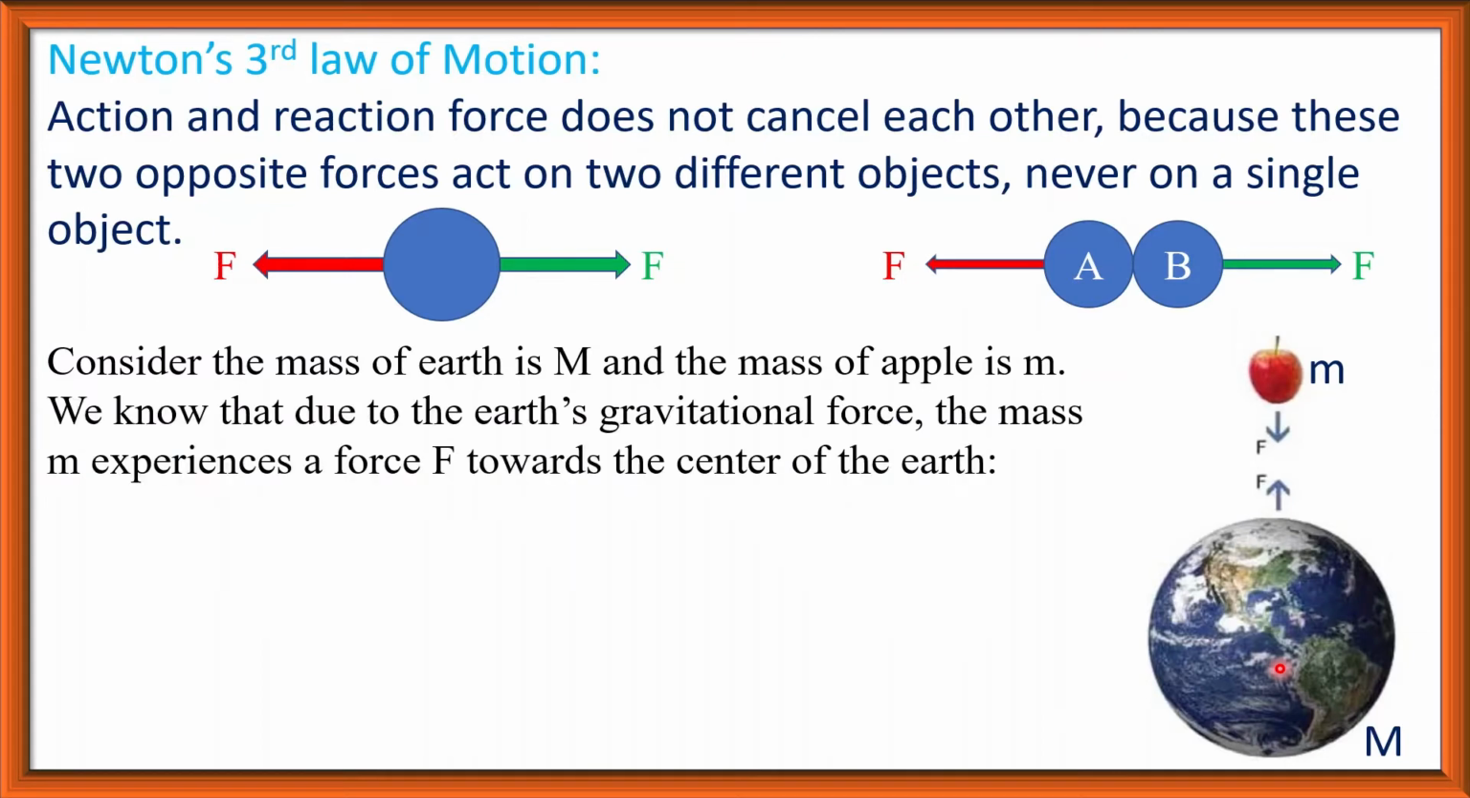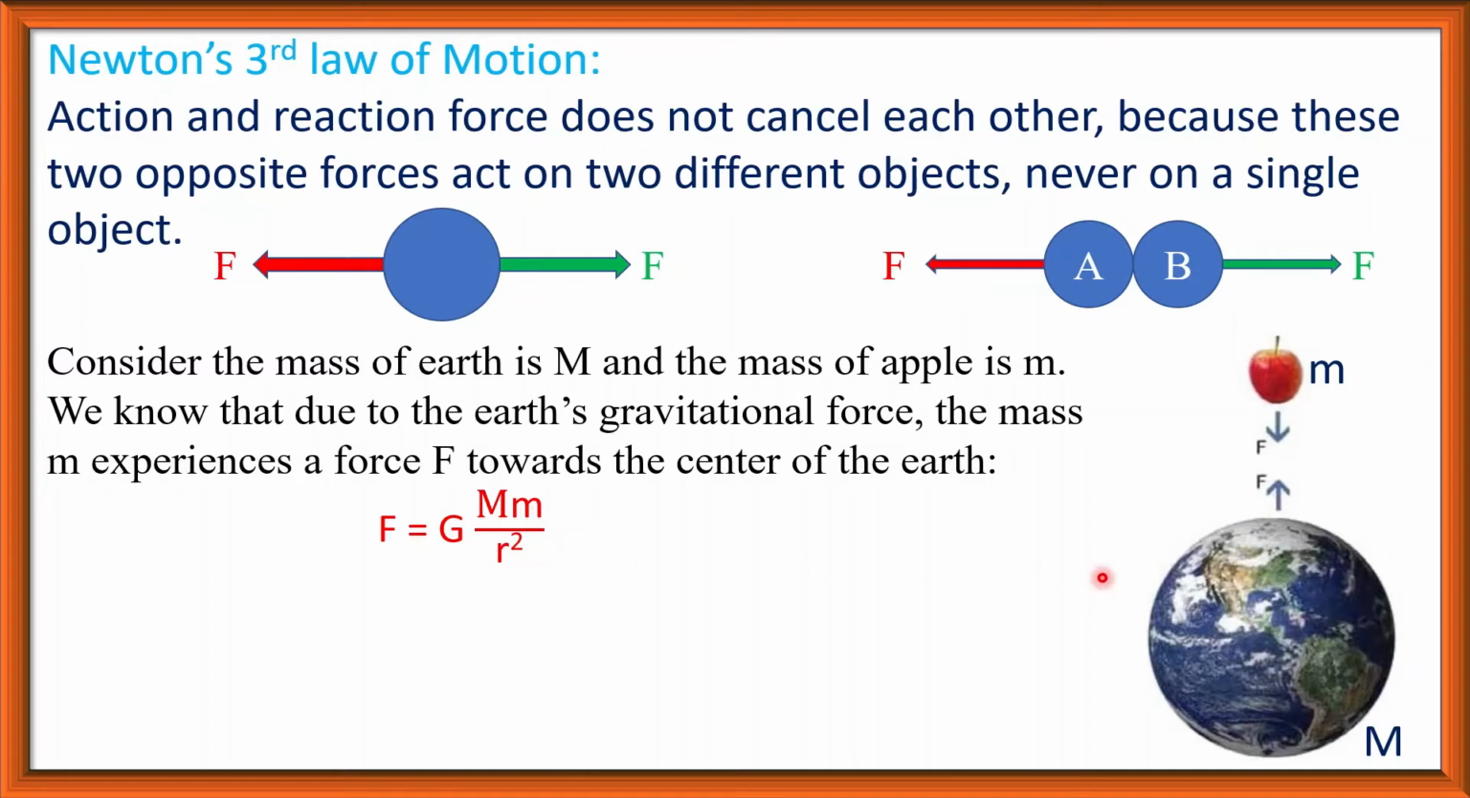We know that due to the earth's gravitational force, the mass m experiences a force F towards the center of the earth. That is, the earth will apply force on this apple, and this force is towards the center of earth, and magnitude of this force F is equal to G capital M small m divided by R square.